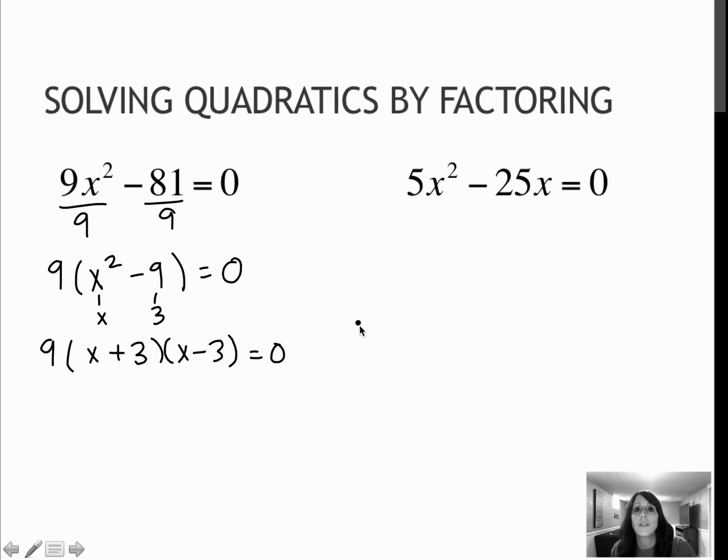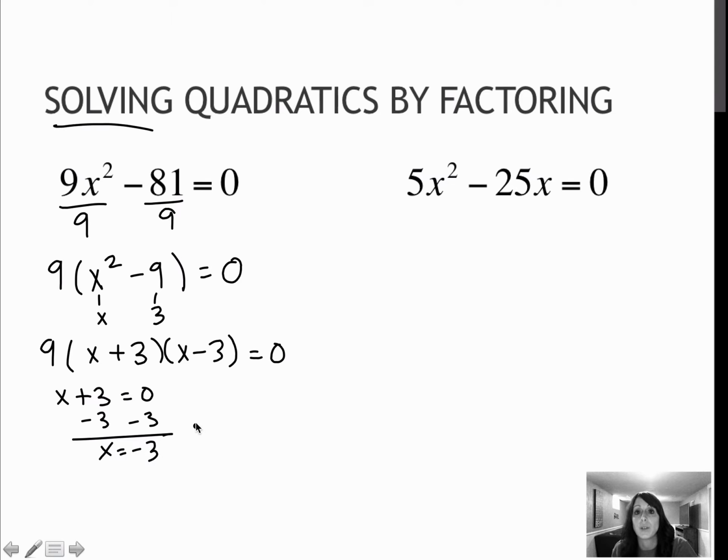Now before, this would have been my last step. I would have just factored, but they want me to solve. Whenever they want me to solve, they want what values of x could I plug in to make this product 0. So using the zero product property, I'm going to take anything that has an x and set it equal to 0. So x plus 3 equals 0, and solve to get -3.